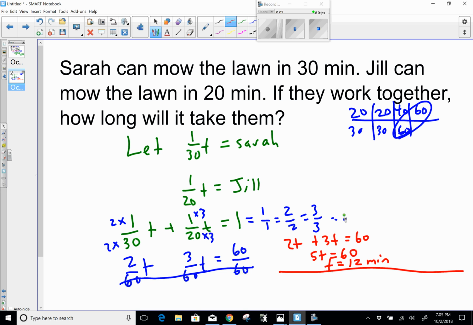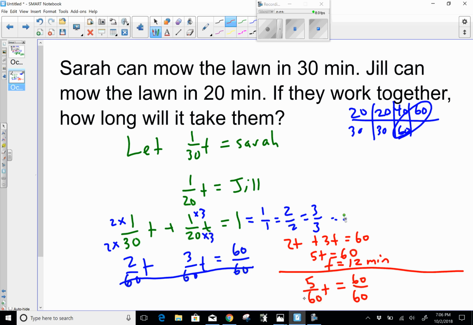The second way to do it, if you did not remember about eliminating the denominator, is 2 over 60t plus 3 over 60t is 5 over 60t is equal to 60 over 60, right? Or you could say 1 whole.